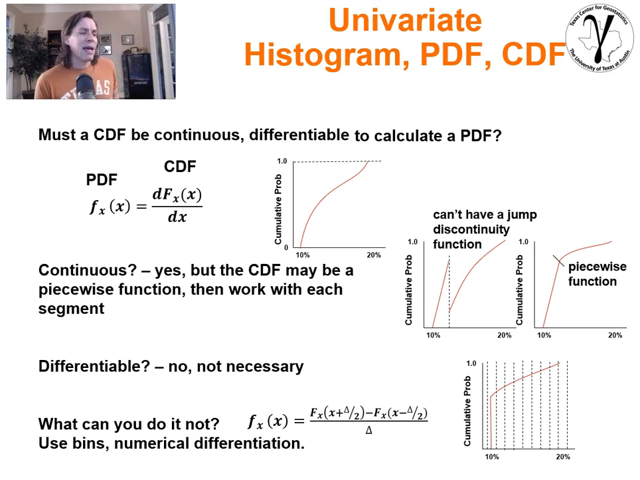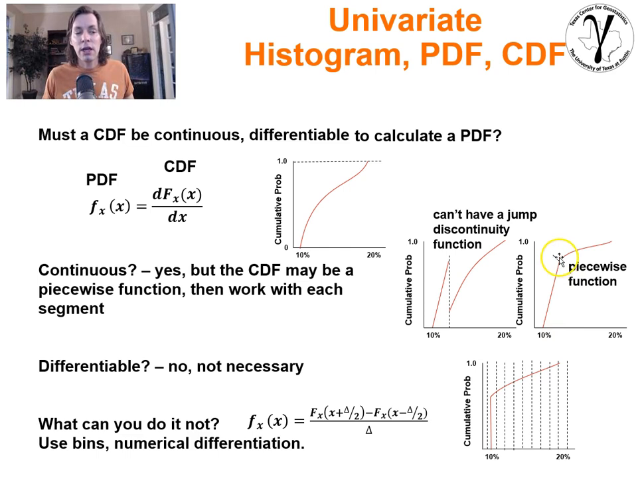I often have students ask questions about whether a CDF should be continuous, differentiable, so that you can actually calculate the PDF directly from the CDF. Because we know, in fact, that the PDF value will be the differentiation of the CDF. So does it have to be differentiable or continuous and so forth? Well, continuous, yes, but the CDF may in fact be a piecewise function. And in that case, the way you work with the differentiation is you work section by section. And so here's an example of that right here.